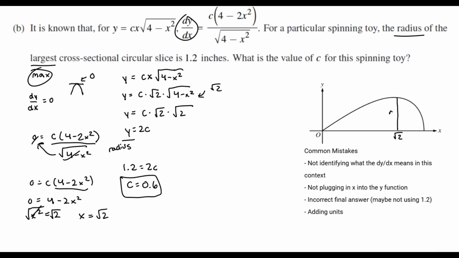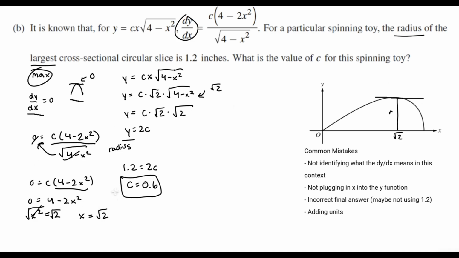So looking back at question B, we can see some common mistakes might be not knowing what dy over dx is in this context. That's just when the slope is 0, there's a max, like written over here, and you can also tell with the graph right here that it's 0.